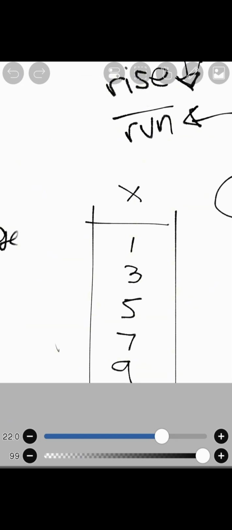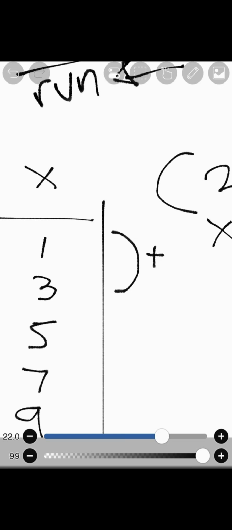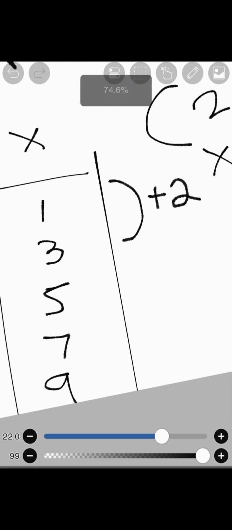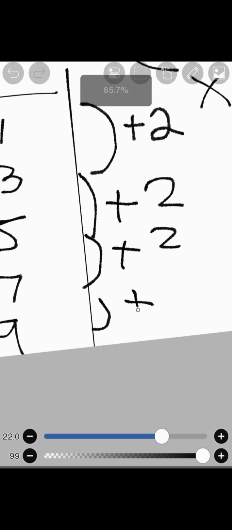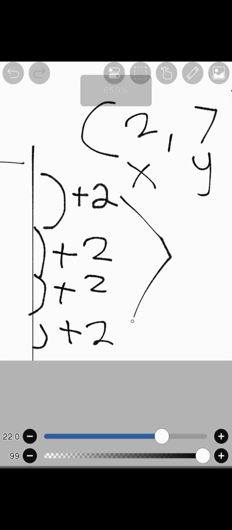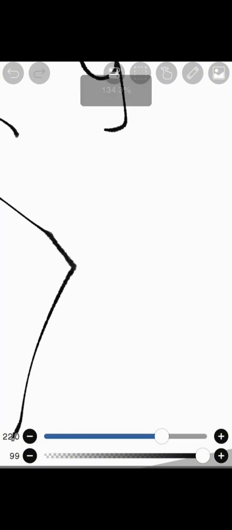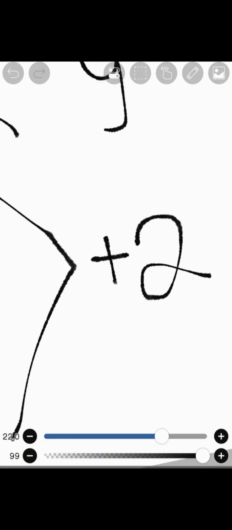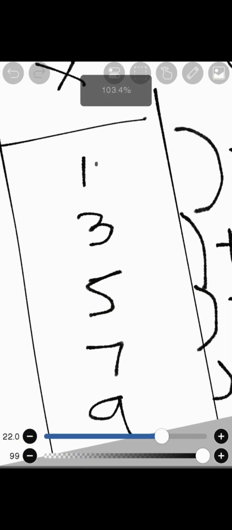When we have this, the constant rate of change is how much one number changes to the next number. So 1 to 3, it changes by adding 2. Then 3 to 5, you add another 2. Then 5 to 7, you add another 2. Then 7 to 9, you add another 2. This is a constant rate of change because it always changes by the same amount, 2.